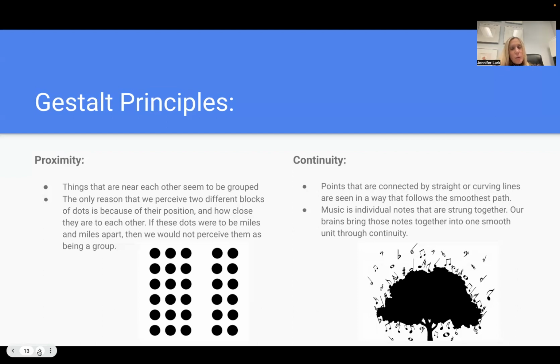Continuity then is another Gestalt principle. Continuity is when points that are connected by straight or curving lines are seen in a way that follows the smoothest path. Music is individual notes that are strung together, and our brains bring those notes together into one smooth unit through the principle of continuity. We hear it all together almost like a musical pathway when you're listening to a song. You're not just perceiving those individual notes.